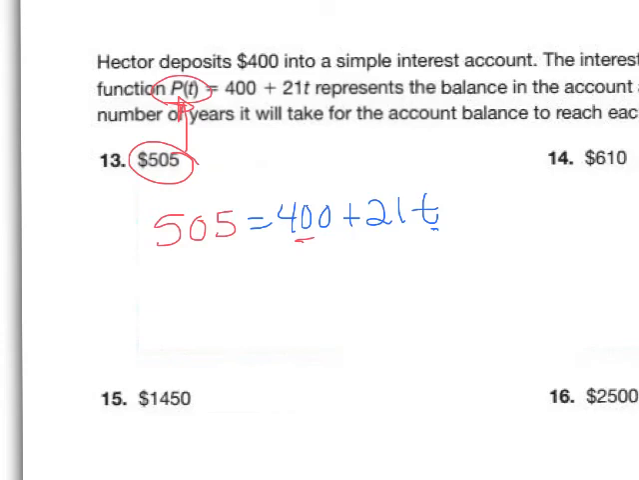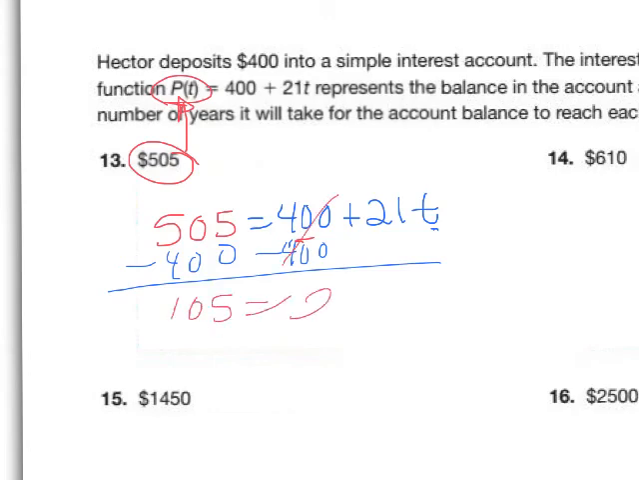However, if you need to do your math here, you want to subtract 400 from both sides, and this is the 105 that I was talking about earlier. So now we have 105 equals 21t. So t times 21 is 105. What will make that true? If you can't figure this one out, then you just divide by 21, divided by 21, so then t would equal 5. It took 5 years to get there.